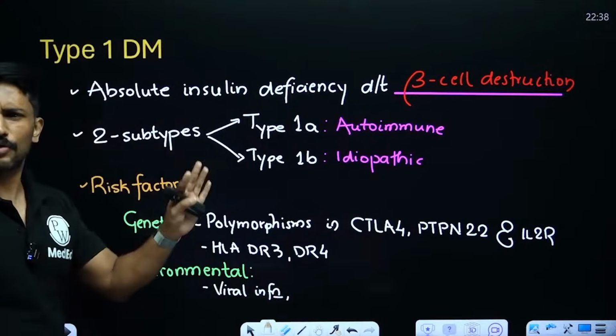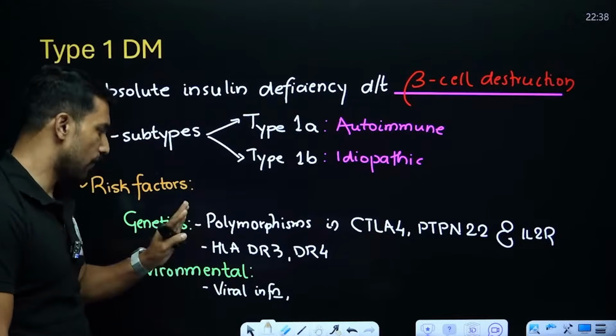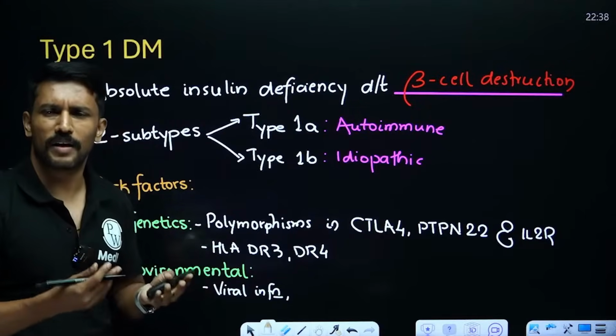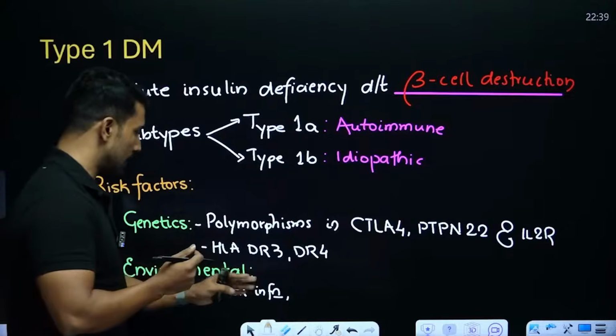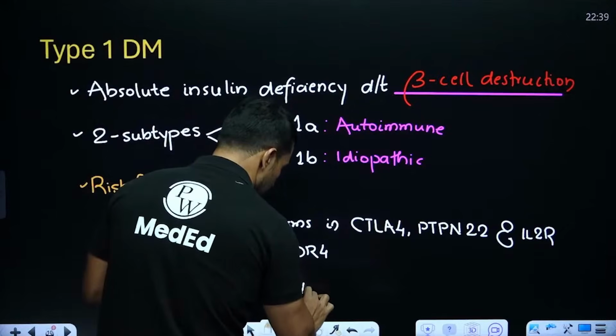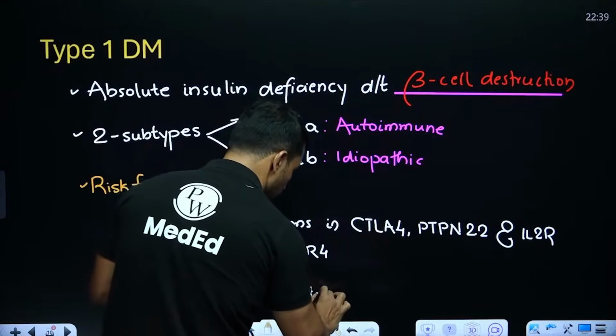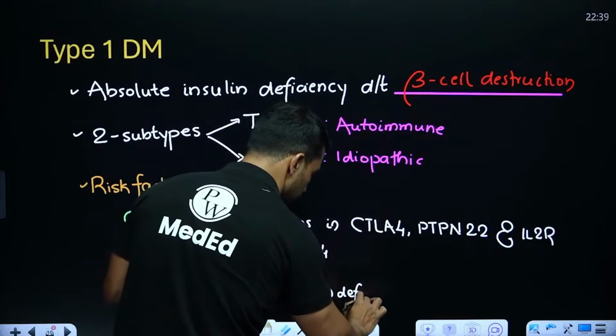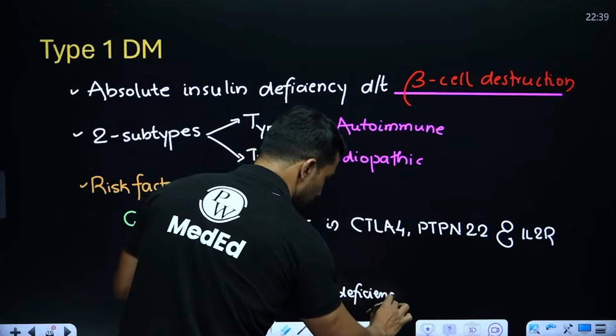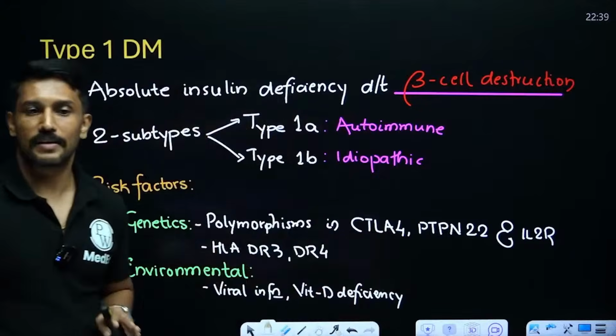Okay, long list of viruses. You don't have to remember all those viruses, it includes rubella, enteroviruses and all. Then a very, very important and concerning factor is vitamin D deficiency. Vitamin D deficiency is considered a risk factor.